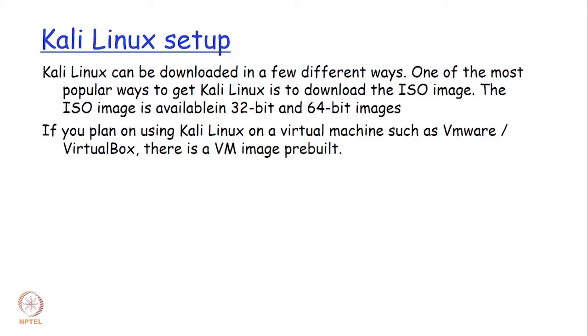So, Kali Linux can be downloaded in a few different ways. One of the very popular ways that Kali Linux is downloaded is the basic ISO image format. It is available in both 32-bit and 64-bit ISO images. So, depending on the hardware that you are trying to install Kali Linux on, you need to appropriately download the corresponding image. If it is 32-bit hardware or 64-bit hardware, you will have to download the corresponding ISO image of Kali Linux and then start the installation process.